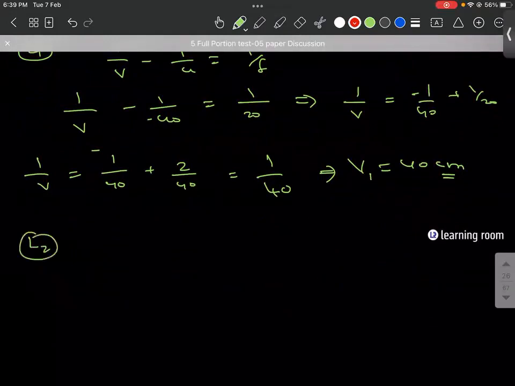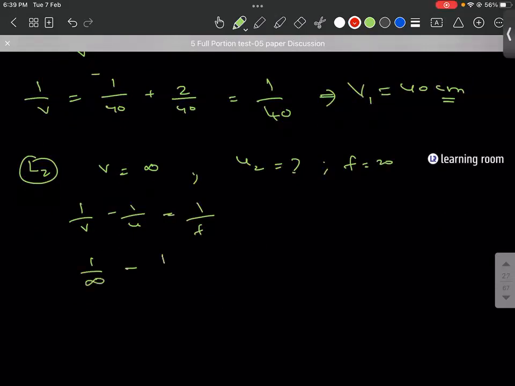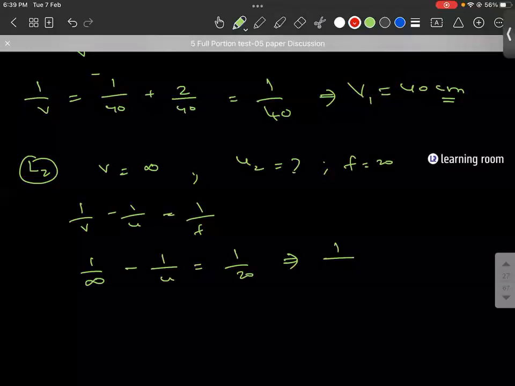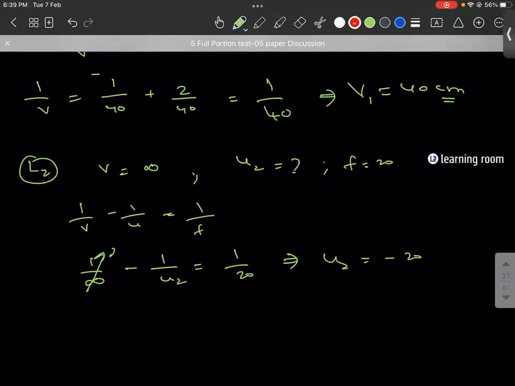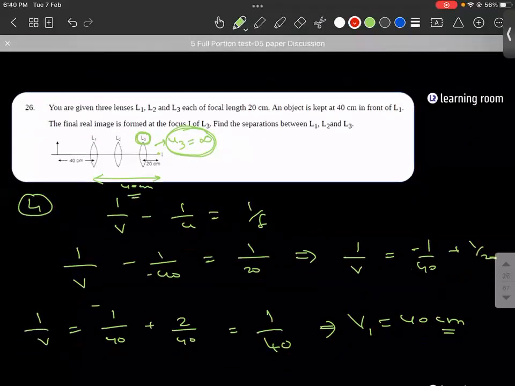So for L2, V is infinity, U2 is how much? Focal length is 20. So 1 by V minus 1 by U is 1 by F. So 1 by infinity minus 1 by U is equal to 1 by 20. Here 1 by infinity is 0, which implies U is equal to minus 20. That is, U2 is equal to minus 20. Accepted? So U2 is minus 20 centimeter.